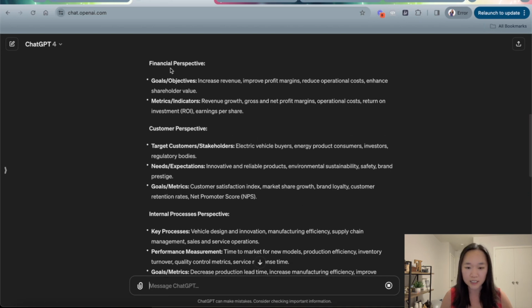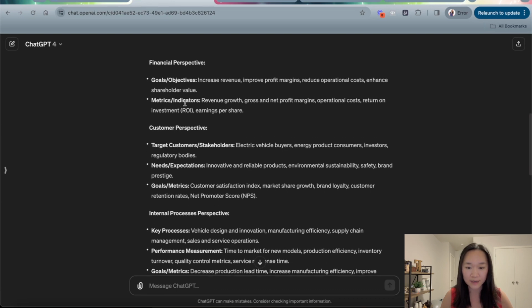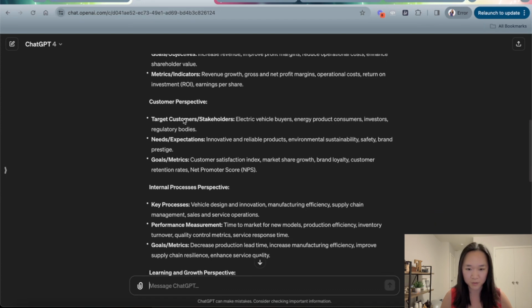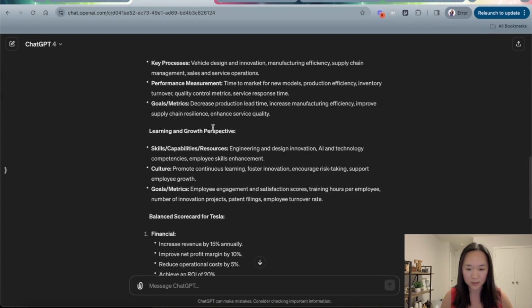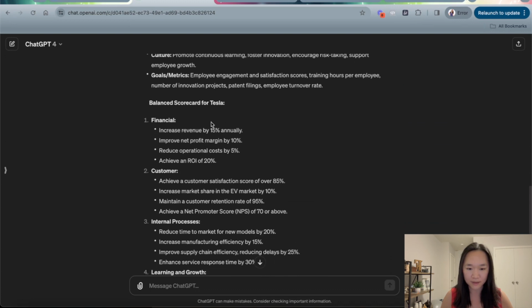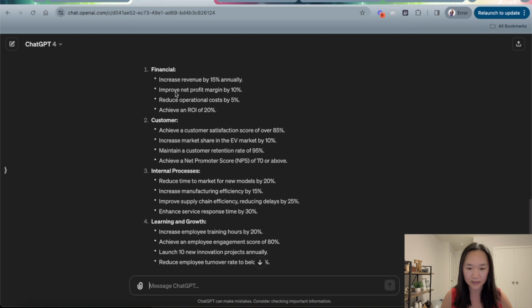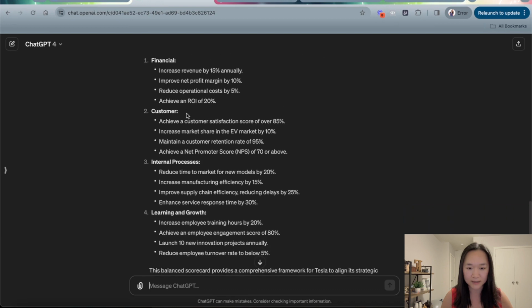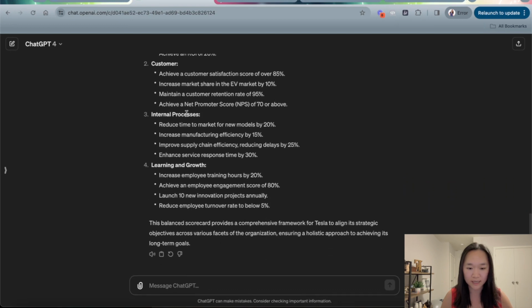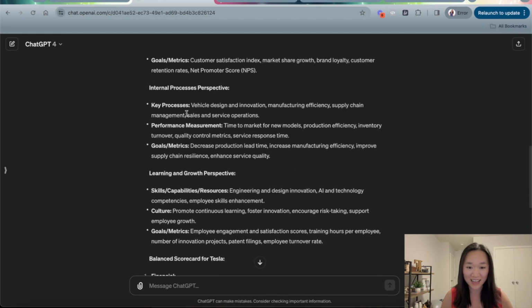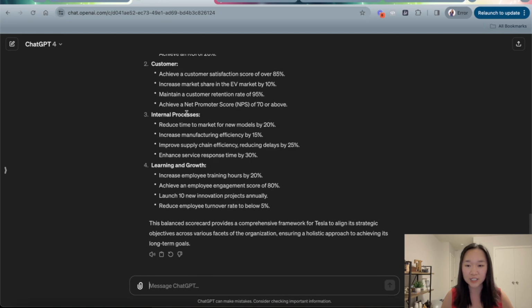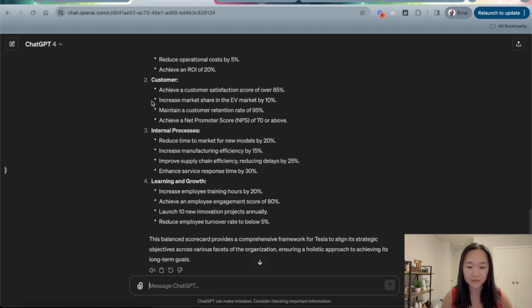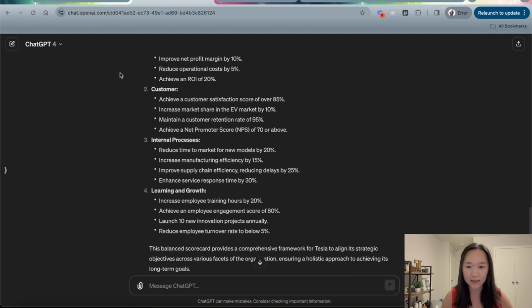So we can see that ChatGPT has gone ahead and written the balanced scorecard within a matter of seconds here for us and divided it into the structure that we asked it to. So we have the financial perspective, the customer perspective, the internal process perspective, the learning perspective, and then some KPIs that we can consider for each of these categories as well. So pretty amazing.